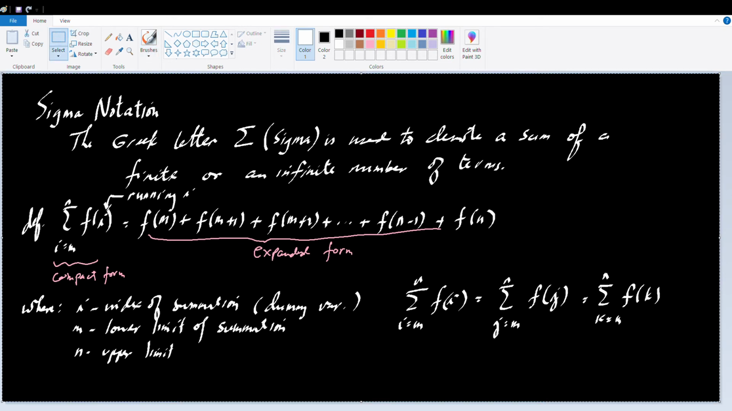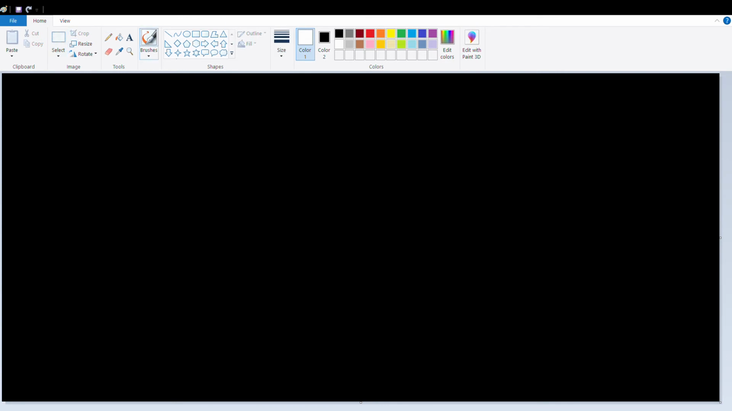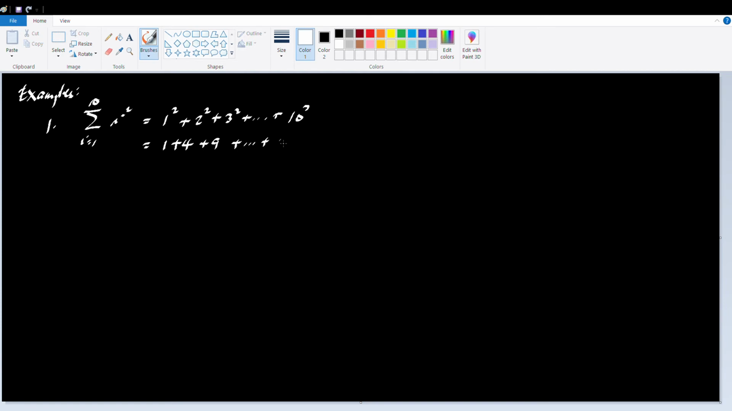So let us have some examples. The summation of i squared, i from 1 to 10. In the expanded form, this is simply 1 squared, so the lower limit is 1. We replace i by 1 and then square it, plus the next integer after 1, which is 2 squared, then 3 squared, until the upper limit 10 squared. So that will be equal to 1 plus 4 plus 9, and so on and so forth, plus 100. And then you just evaluate this sum.